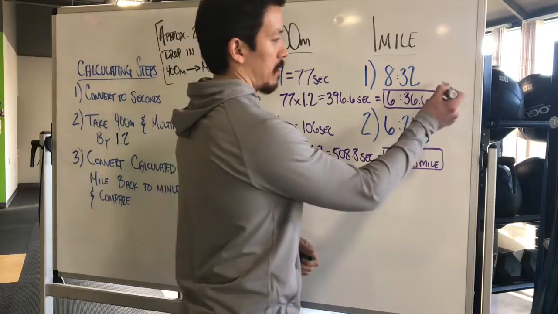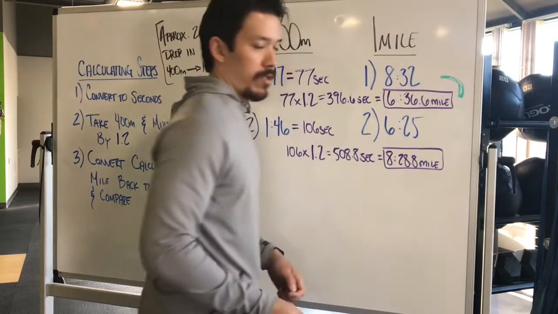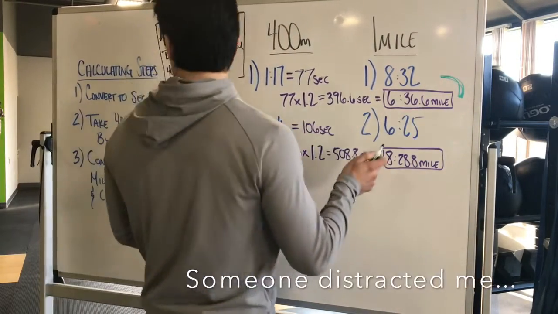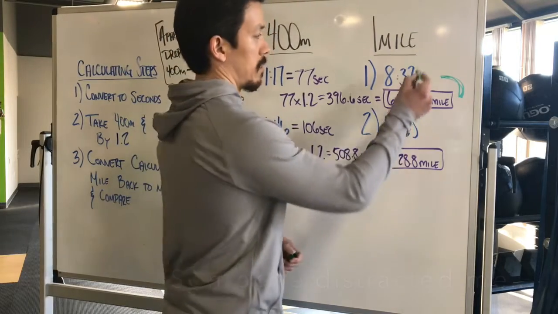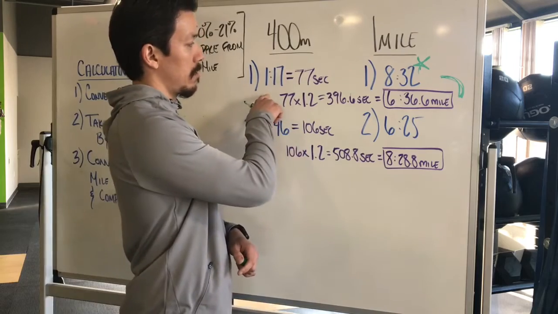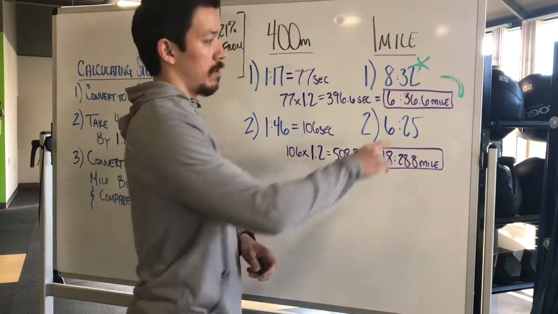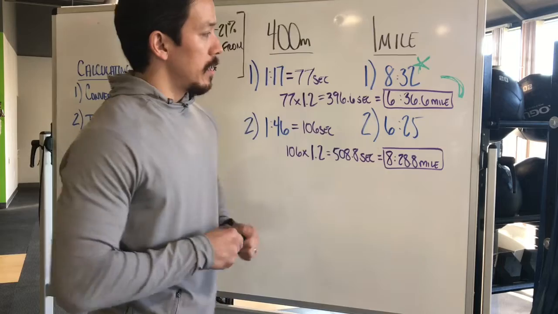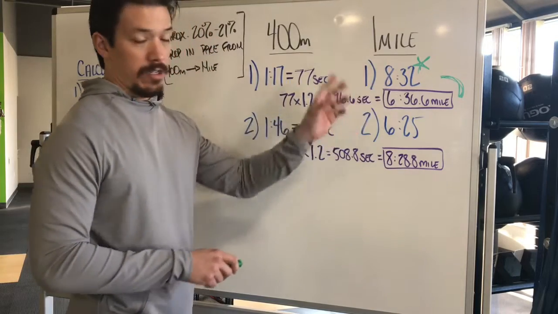And as you can see, there is a pretty big discrepancy between the two. What you end up with here is somebody who needs to work on their mile time. They are good with their 400, but their mile time needs some work. This is a discrepancy on one side.